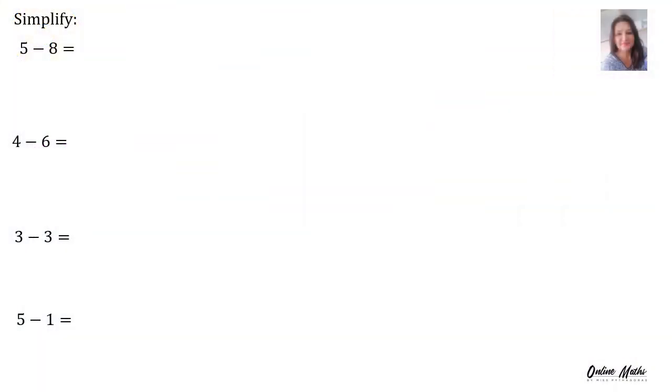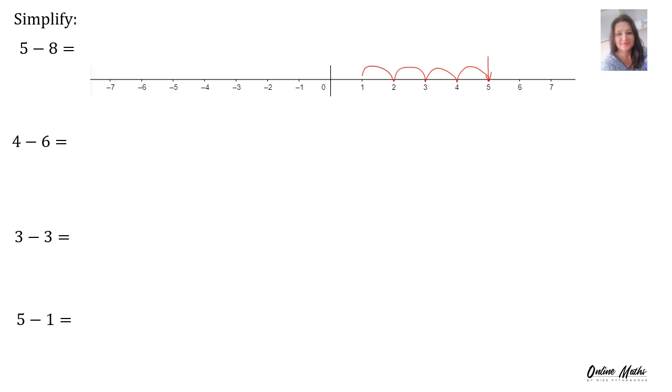Simplify 5 minus 8. Now on a number line you will start at 5 and then minus 8 means you will go 8 units to the left. So you will say 1, 2, 3, 4, 5, 6, 7, 8. So 5 minus 8's answer is negative 3. Or a short way is you say you owe me 8, that's the minus 8, the negative 8, and you pay me 5. Therefore, you still owe me negative 3.